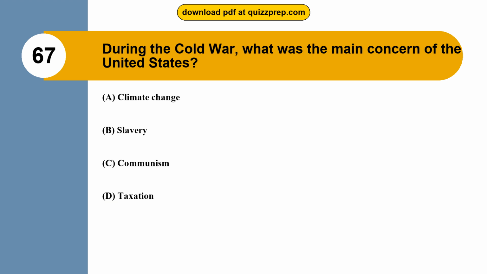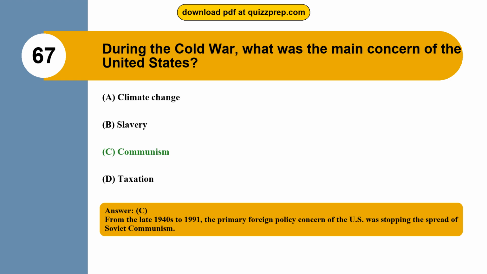Question 67. During the Cold War, what was the main concern of the United States? Option A. Climate change. Option B. Slavery. Option C. Communism. Option D. Taxation. The correct answer is option C, communism. From the late 1940s to 1991, the primary foreign policy concern of the U.S. was stopping the spread of Soviet communism.